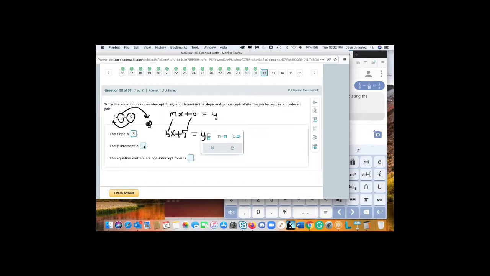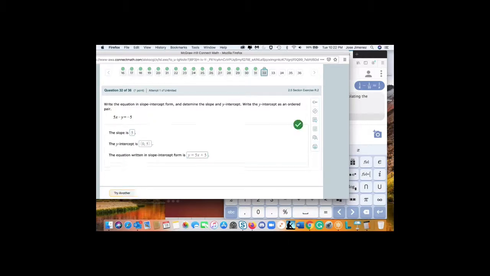The slope is 5. The y-intercept, they say write the y-intercept as an ordered pair. So you have to say ordered pair. The first one is always 0, comma, and we find this is 5, and then close parenthesis, and then the equation written in slope intercept form is y equal to 5x plus 5. And that's what we have to do here. It's 3 questions, 3 answers to the 1 question.